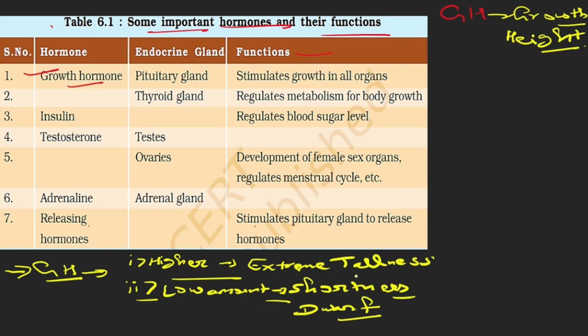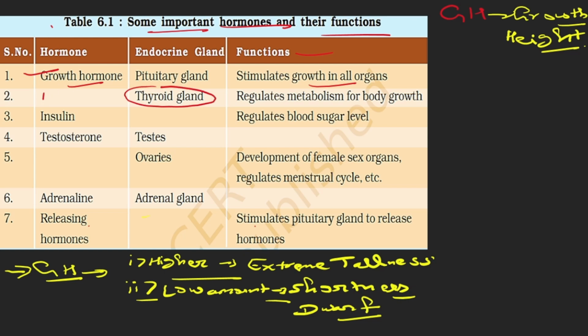This hormone is secreted by the pituitary gland, and it is very important for us to gain a good height. So now you have an idea of the function of growth hormone: to stimulate growth in all organs. Next we have the endocrine gland, thyroid.